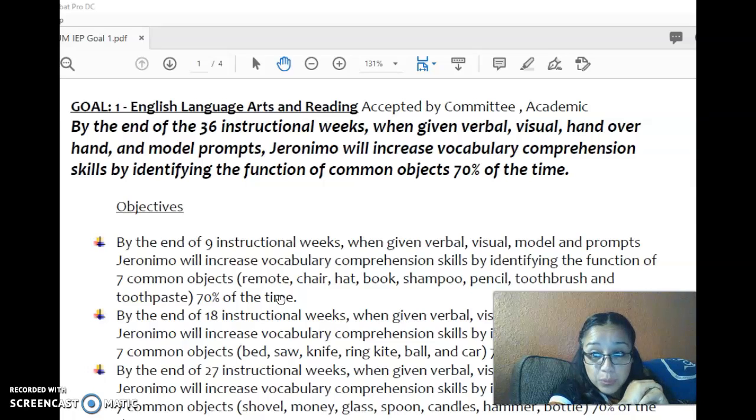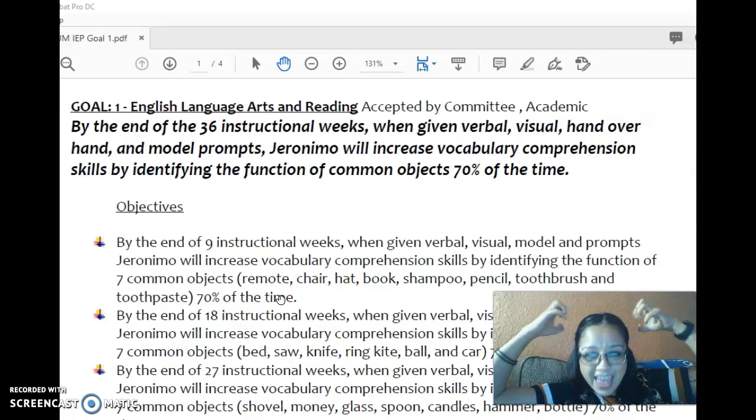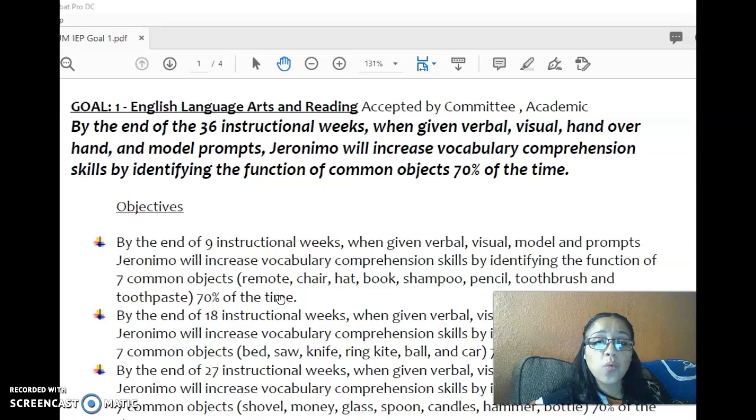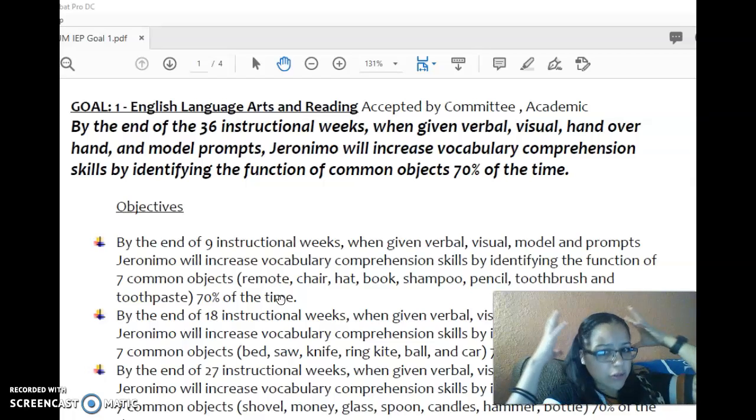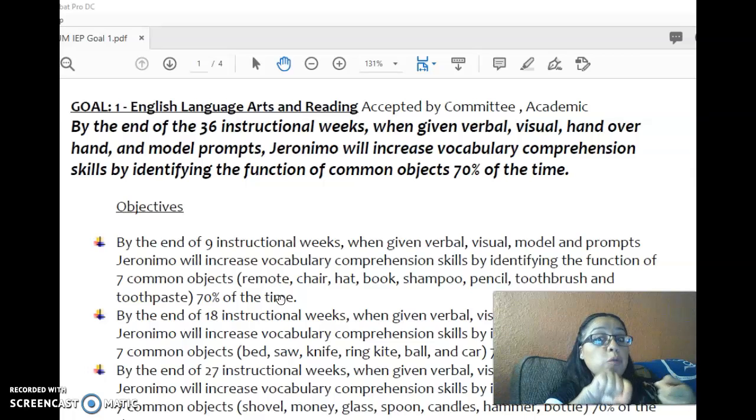What about shampoo? Do you use shampoo for your teeth or for your head? For your head. Awesome. What about a pencil? Do you use a pencil to write or do you use a pencil to eat? No, you use a pencil to write. Good job. What about a toothbrush? Do you use the toothbrush for your hair or for your teeth? Your teeth. Great job. And what about the toothpaste? Do you put toothpaste on your hair or do you put toothpaste on your toothbrush? On your toothbrush. Great job.